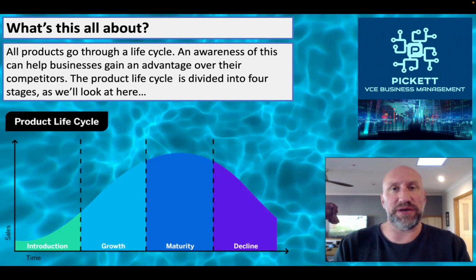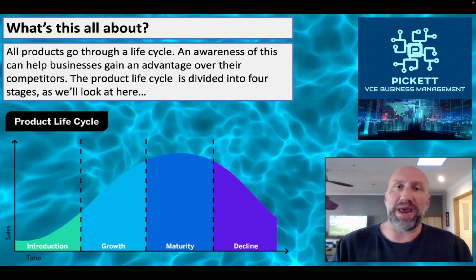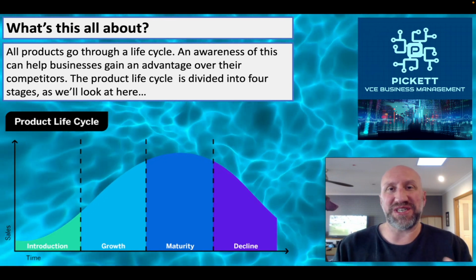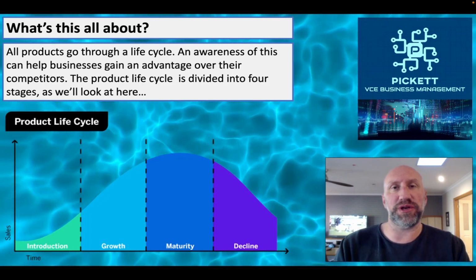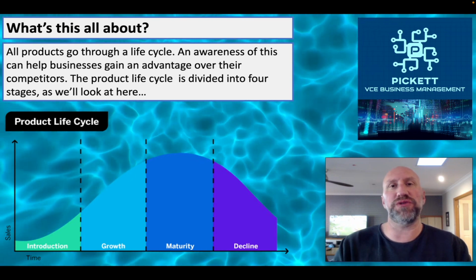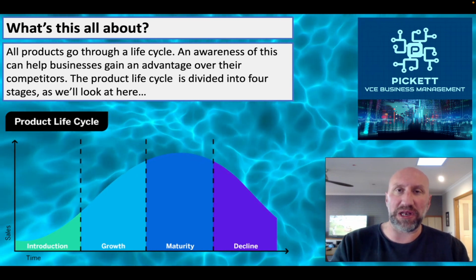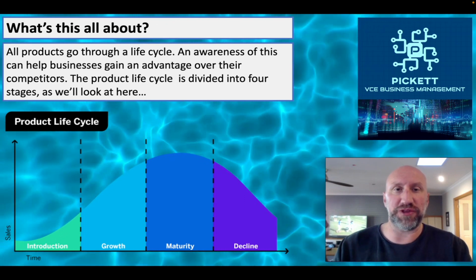So that you understand what it means and what's happening to sales. I guess really the point of this is, if you're aware of what stage your product is in that life cycle, it means that you're going to tweak your marketing strategies accordingly. So basically, you don't do the same marketing throughout the life of a product. You'll change it as it moves through this life cycle.